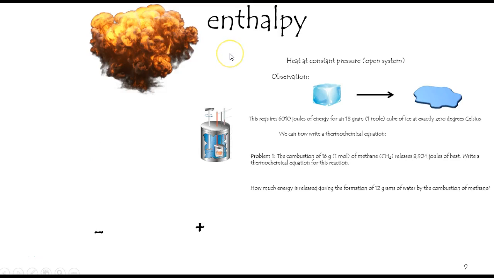Hey, this is Dr. B, and let's talk about enthalpy. It's very similar to heat. It is the heat change at constant pressure. That means when you have an open system, uncorked, if you will.